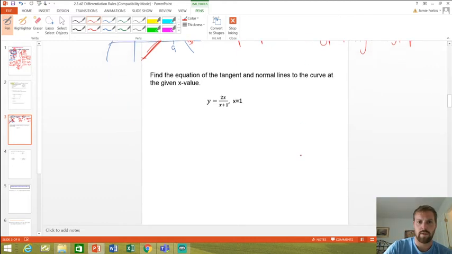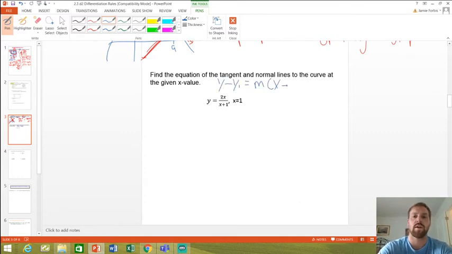All right. Here it says find the equation of the tangent and normal lines to the curve at the given x value. So it wants us to come up with a tangent line, and we know that tangent line is y minus y1 equals m times x minus x1. The only difference between the tangent line and the normal line is the slope. Still, it's intersecting at the same point. So let's start off by finding that point.